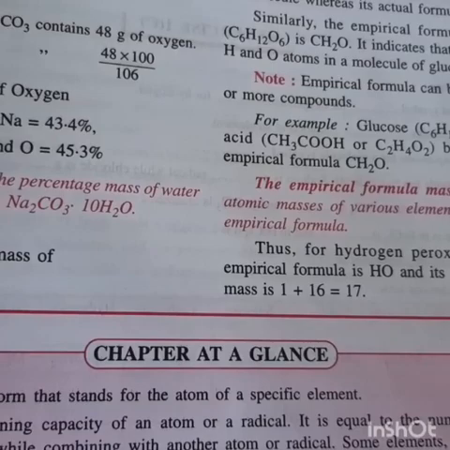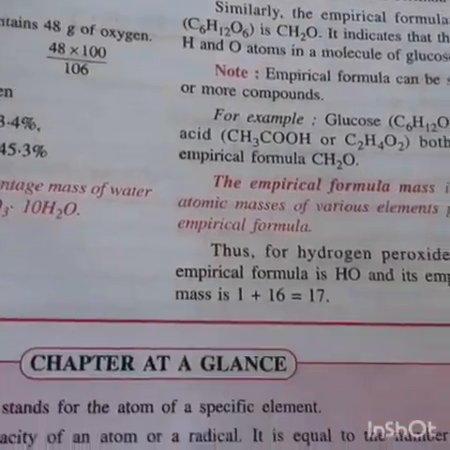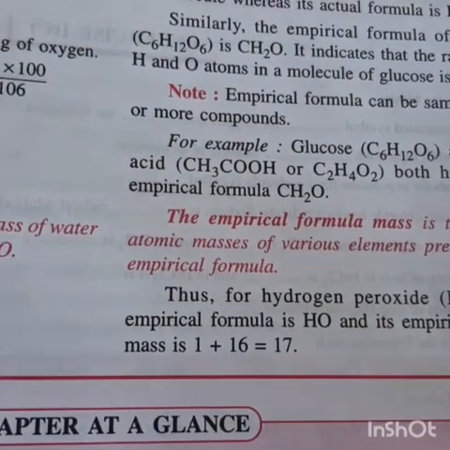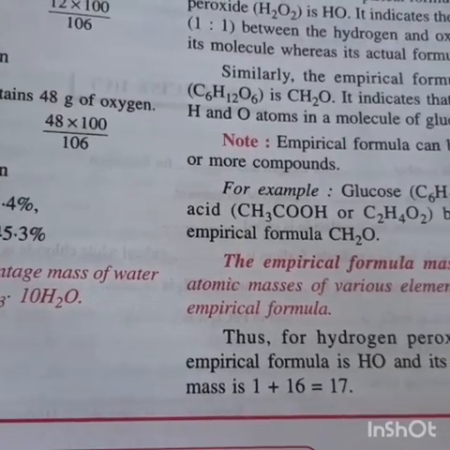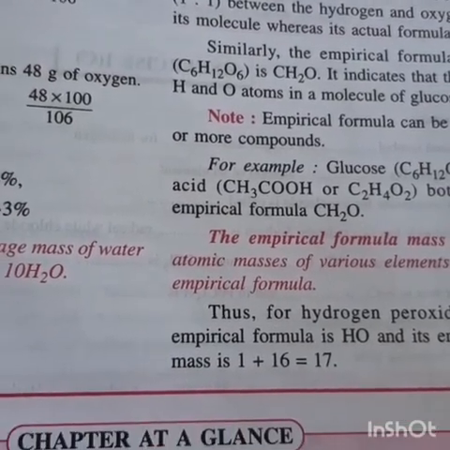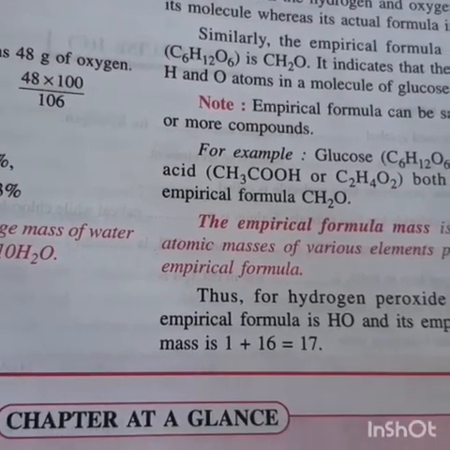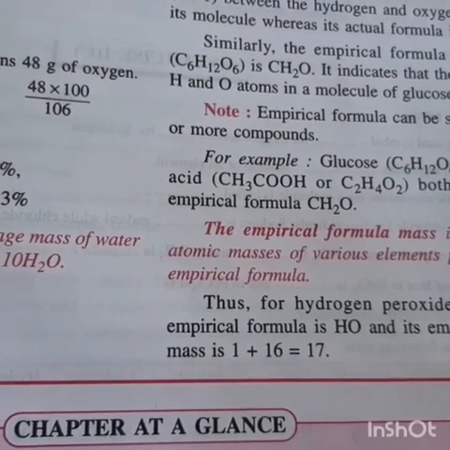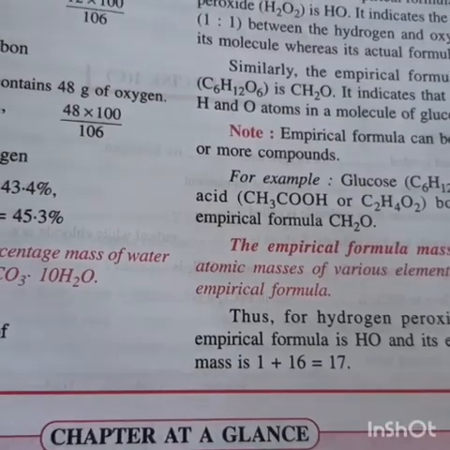Is it clear? Similarly, if we are studying empirical formula, then there is another term known as empirical formula mass. Whatever the mass comes out for the empirical formula will be known as the empirical formula mass. So again in the case of H2O2, the empirical formula of hydrogen peroxide is HO and the empirical formula mass is 1 plus 16, which is equal to 17.